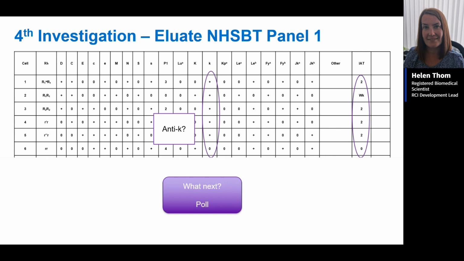Yep, Nick's got it, little k. And I kind of went, uh-oh, anti-little k. That looks very much like an anti-k. And I'm not going to lie, I did just think it was going to be that uniform 3+ pan-reactive again. So now I'm going to launch a poll, and I'm going to ask you what we do next.